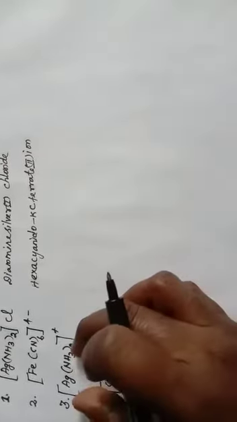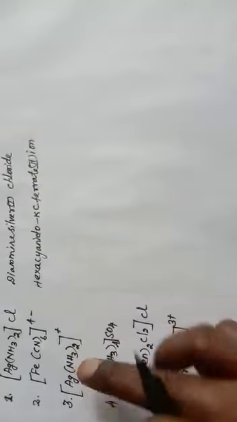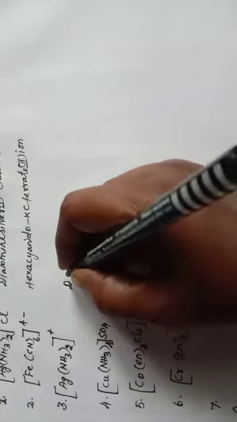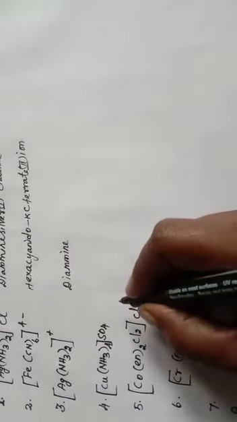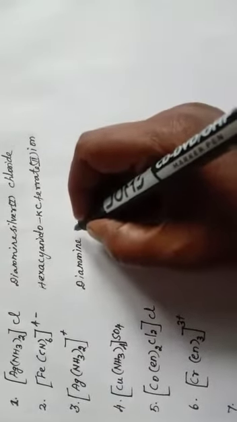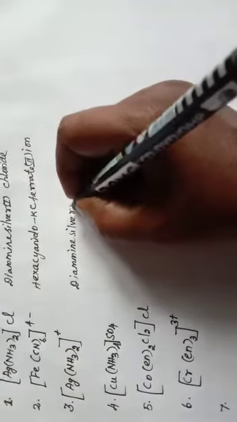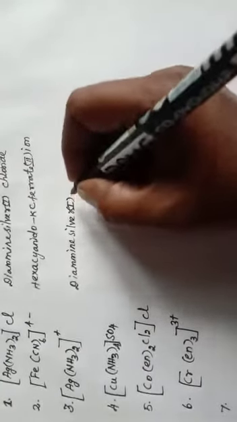So this is the cationic complex. To name the complex, we have to start with the ligand first, then followed by the central metal atom. So diammine. It is a cationic complex, so the metal name should be written as such, silver. Its oxidation state is 1, ion.